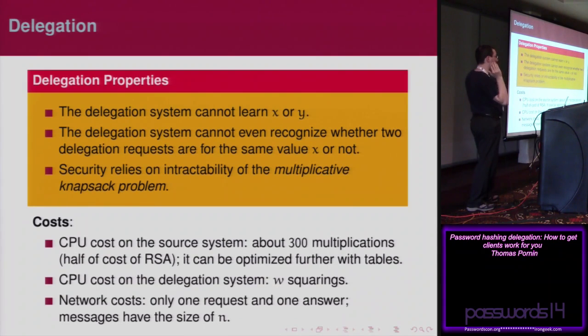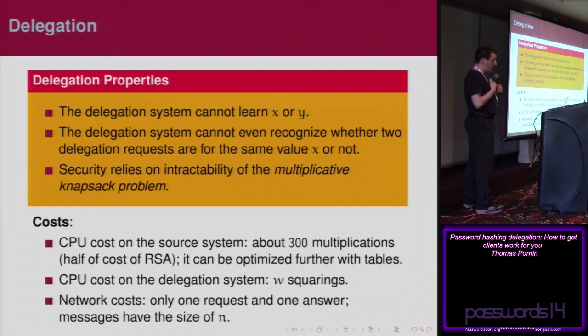Of course, if you delegate it to a hostile system, it can refuse to respond or return random junk, so it has a power of disruption. But it won't learn enough to attack the password. The cost of delegation is about half the cost of an RSA private key operation, so a given server can do that thousands of times per second. So it's, then again, not free, but not too expensive.